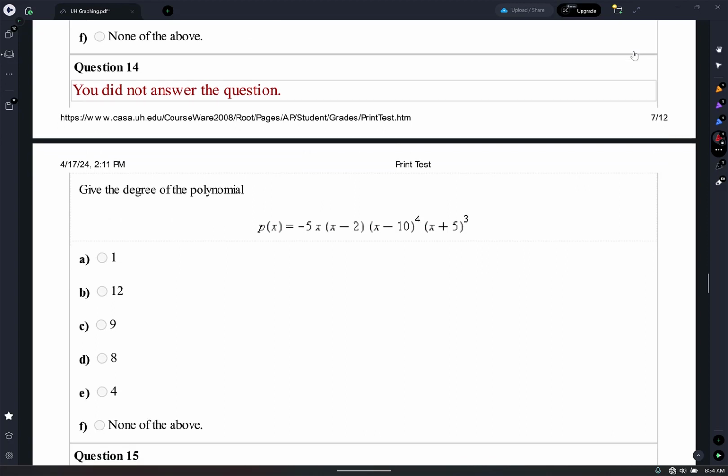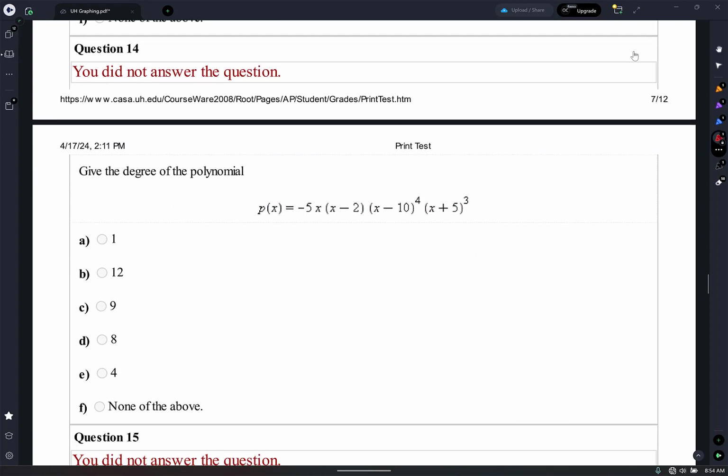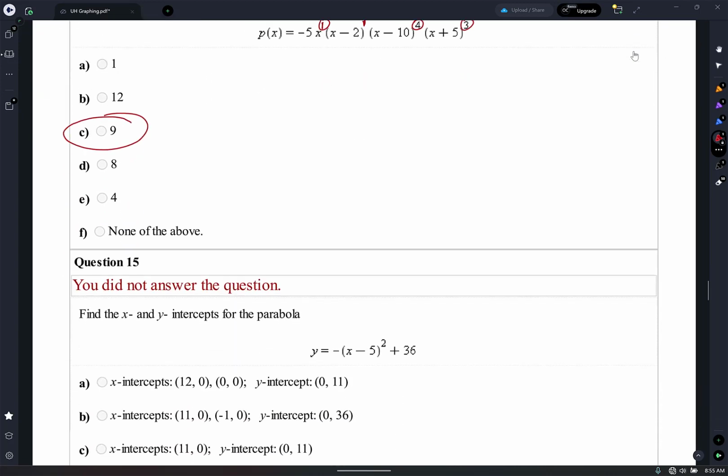Give the degree of the polynomial. Add them up, guys. This is a 1. That's a 1. Well, there's a 1 over here. So this would have been a 4th power, and this would have been a 3rd power. So just add them up. 1, 2, 3, 4, 5, 6, 7, 8, 9. Add them up. If you were to expand it, what would be the highest degree? That's all you're doing. Does that make sense? All right, go to the next one.